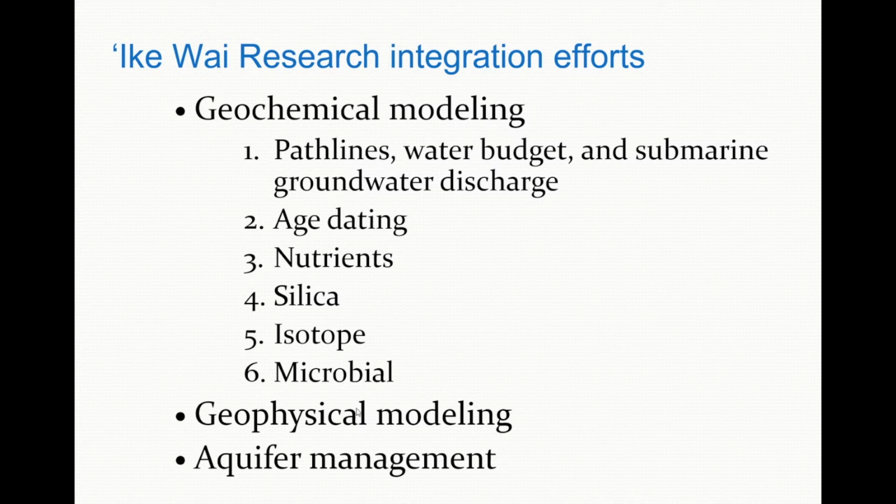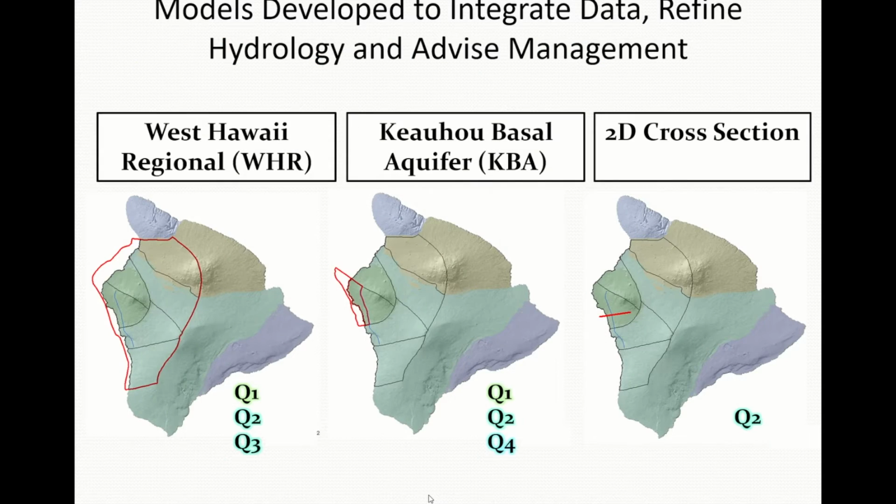Once we're done with this, we use the information and the model to do aquifer management to study water quality and quantity issues. So we developed 3 models. One, we call it WHR, the West Hawaii Regional Model, covering this large area here, and we have to extend it to the ocean so we can study submarine groundwater discharge. And this is used to answer questions 1, 2, and 3.